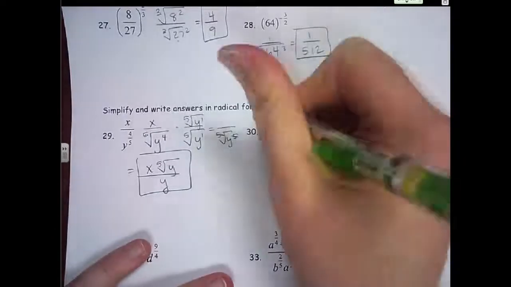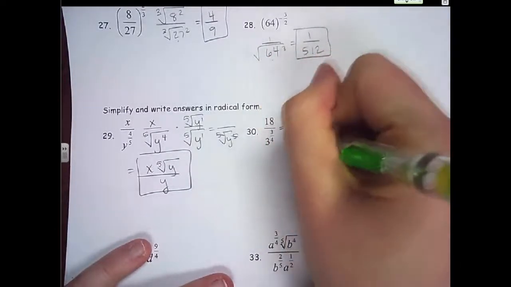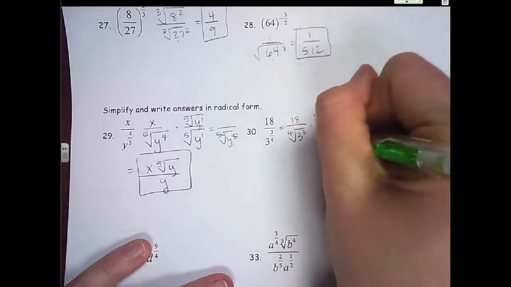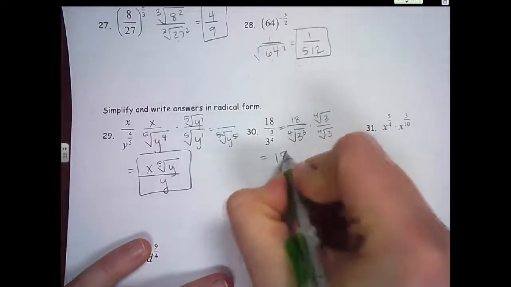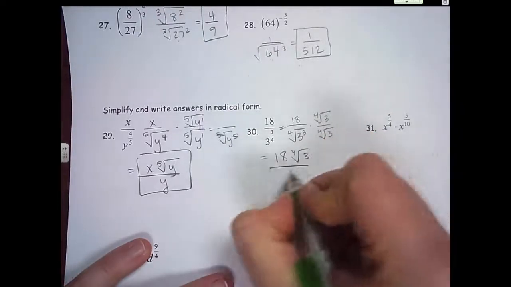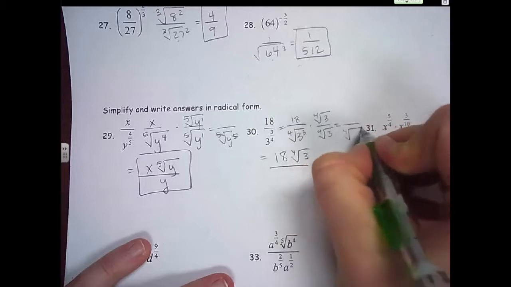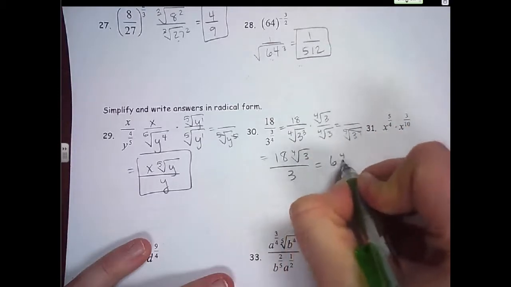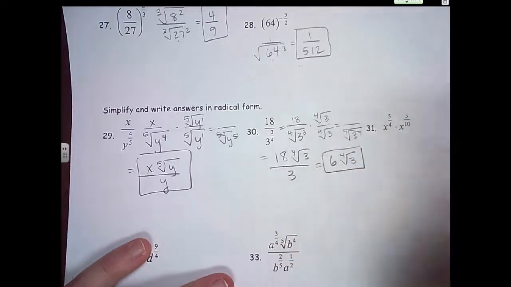Number 30, similar situation. So change this to 18, fourth root of 3 to the third. So I need one more 3. So on top, I get 18, fourth root 3. And on bottom, this became 3 to the 4, so that cancels, so I get 3. And I reduce that to 6, fourth root 3.